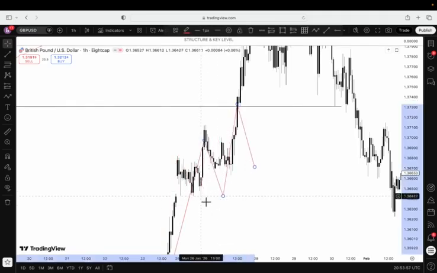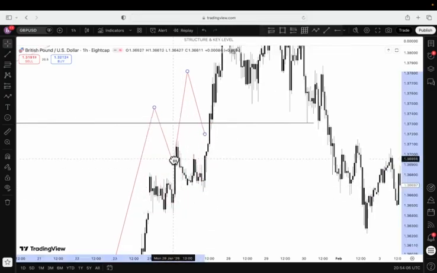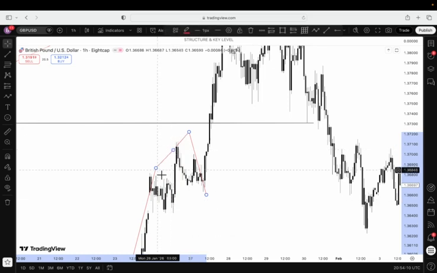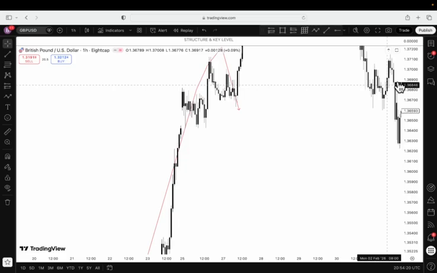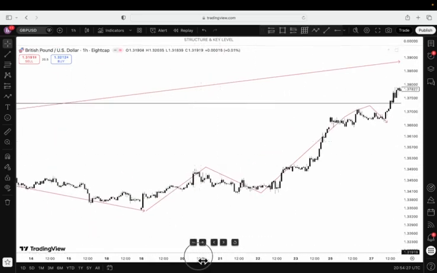Let me check this too low. Which one is lower? I don't think we have any low here because this low is lower than this. So this is just the straight one. Let me remove this and draw it again.